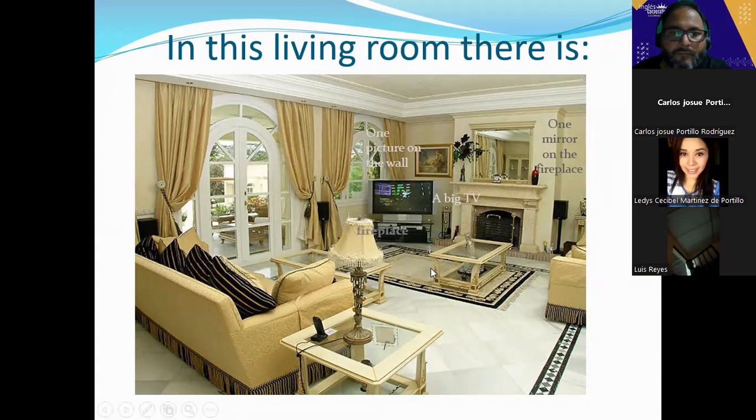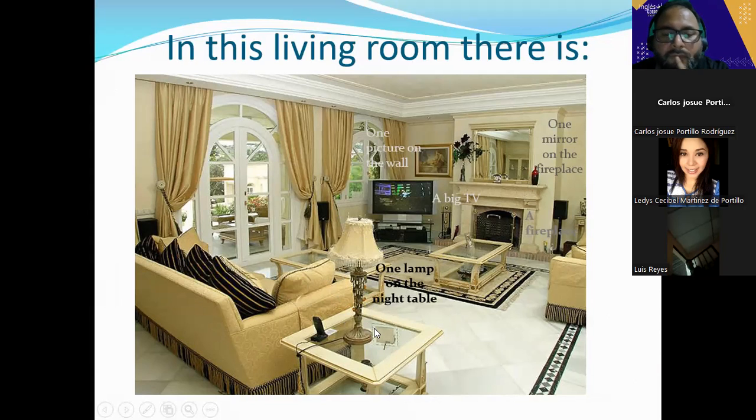Good. Now, what about this one? There is a fireplace. A fireplace. There are or there is? How many do you see? There is. There's only one, right? It says there is one lamp on the night table. There's one lamp. This is this one, right? There's one lamp on the night table.